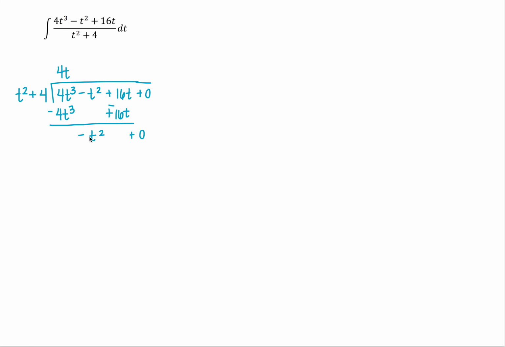So t squared into negative t squared, need to multiply by negative 1. So we have negative t squared minus 4. Again, when I subtract, change of signs. So I'm left with a 4. So we have plus 4 over t squared plus 4. So I'm going to rewrite this. So we're going to integrate 4t minus 1 plus 4 over t squared plus 4 dt.